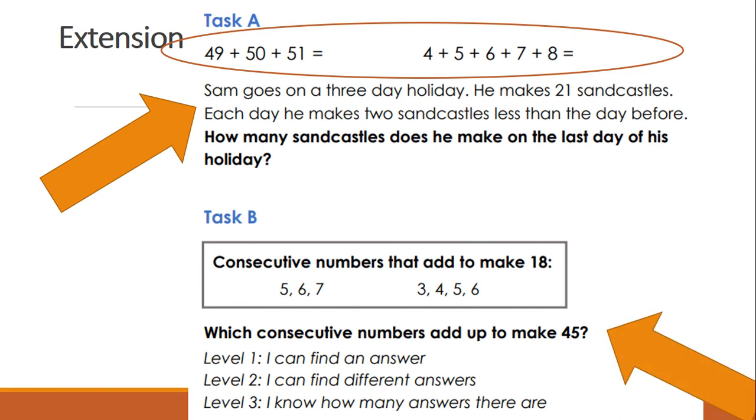The question is, which consecutive numbers add up to make 45? If you can do this, level 1. If you're more confident, level 2. Level 3 is you know that you've got all the answers, so every possibility.